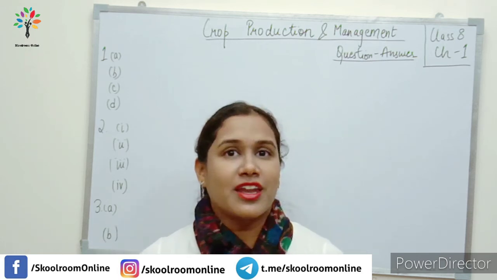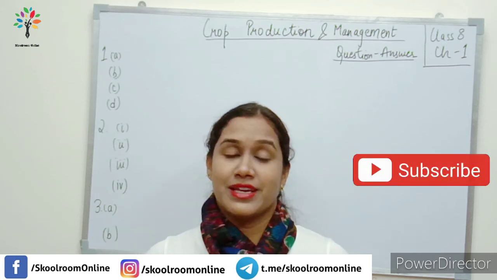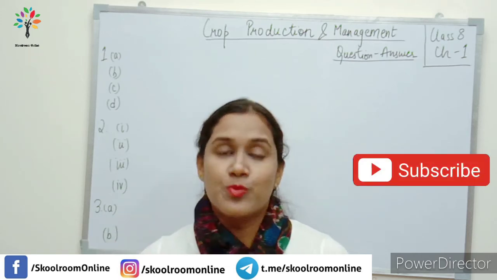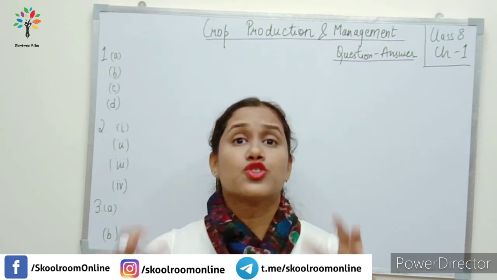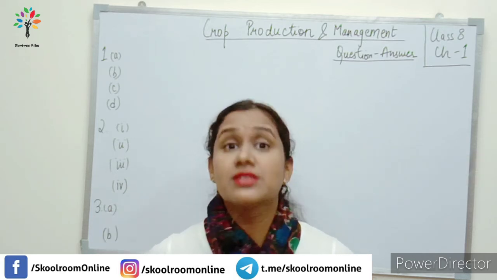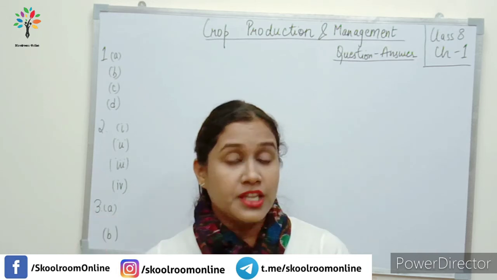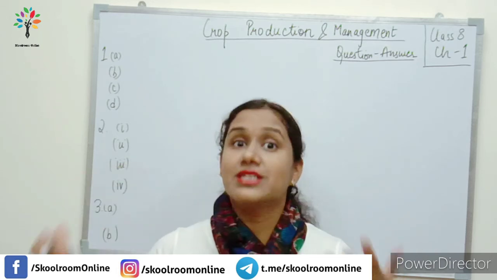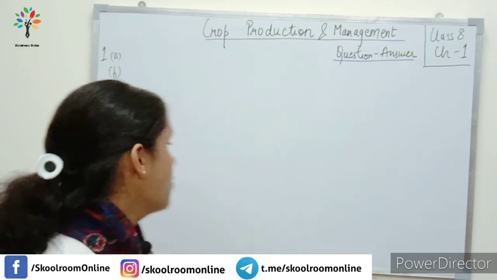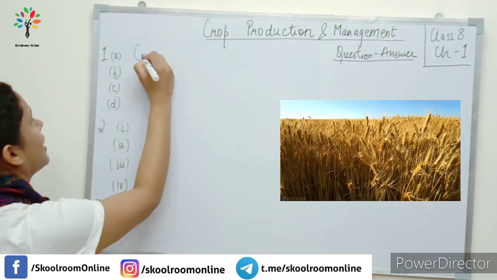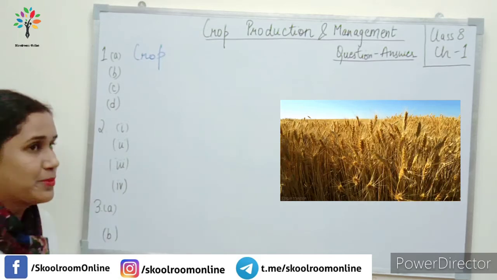Alright, starting with the first question, which says, select the appropriate word from the following and fill in the blanks. The first blank: the same kind of plant grown and cultivated on a large scale at a place is called a dash. The first answer is crop.